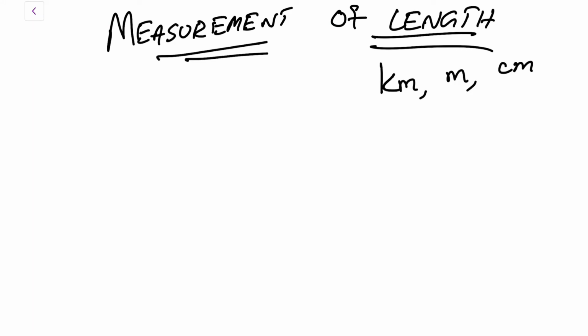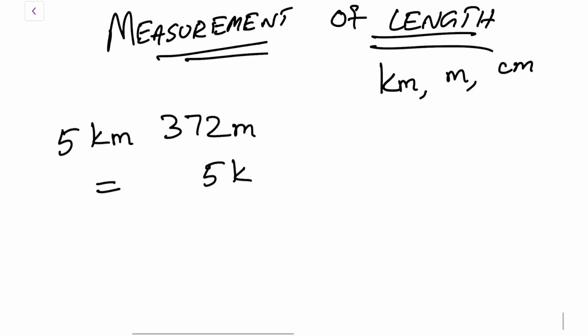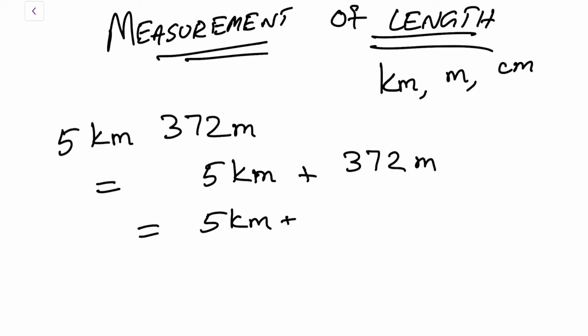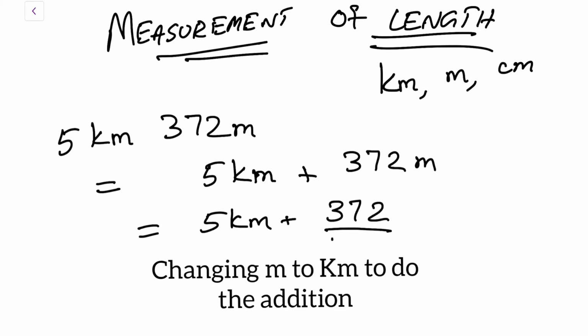Let's take an example. 5 kilometers 372 meters. Let's say this is the distance from your house to the nearby shopping mall. 5 kilometers 372 meters. How do you write this as a decimal? Again, we have to write this as 5 kilometers plus 372 meters, that is 5 kilometers plus, remember, 372 I can write as 372 by 1000 kilometer.